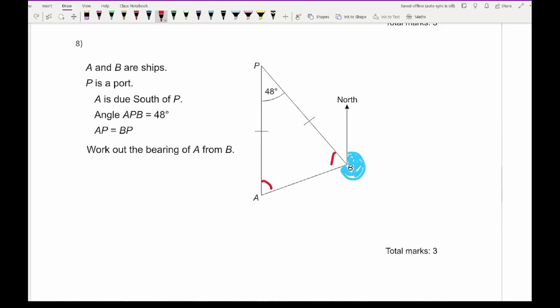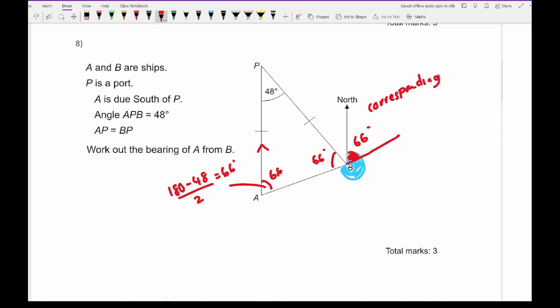So to work out these angles here, that's going to be 180 minus 48 divided by 2. And that gives me an answer of 66 degrees. So this is 66 and this is going to be 66. Now from this, what we could then work out is that this angle here, I just extend that out. Now this angle here is also going to be 66 because as you can see, PA and the north line are parallel. So this is going to be 66 because it is corresponding, like an F angle.